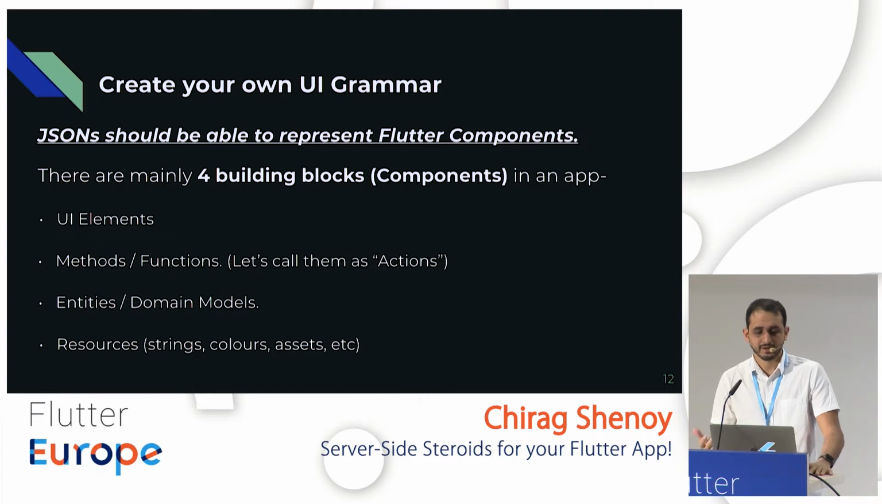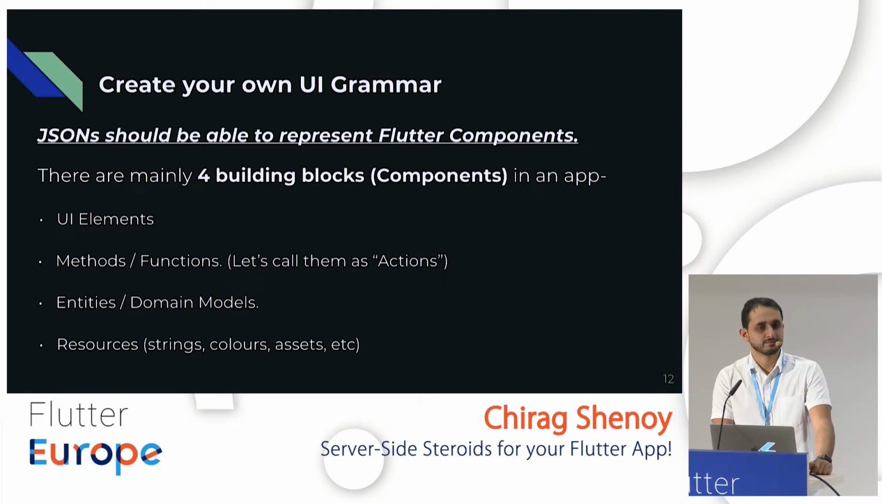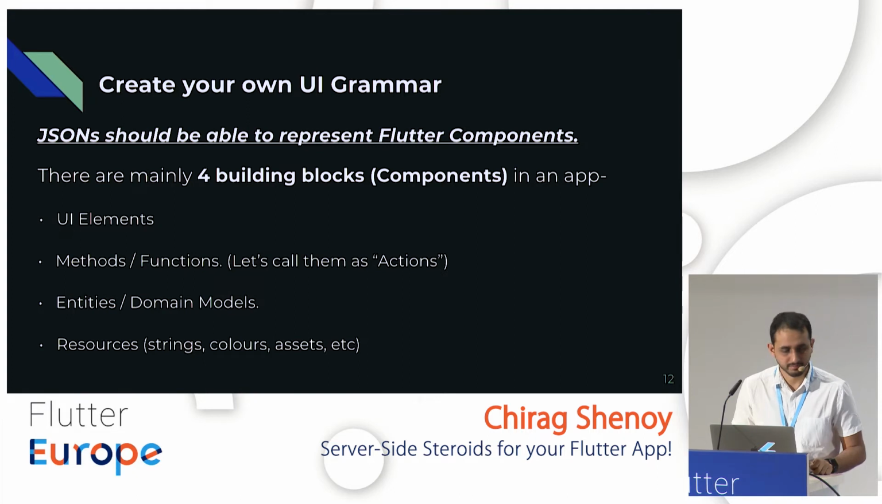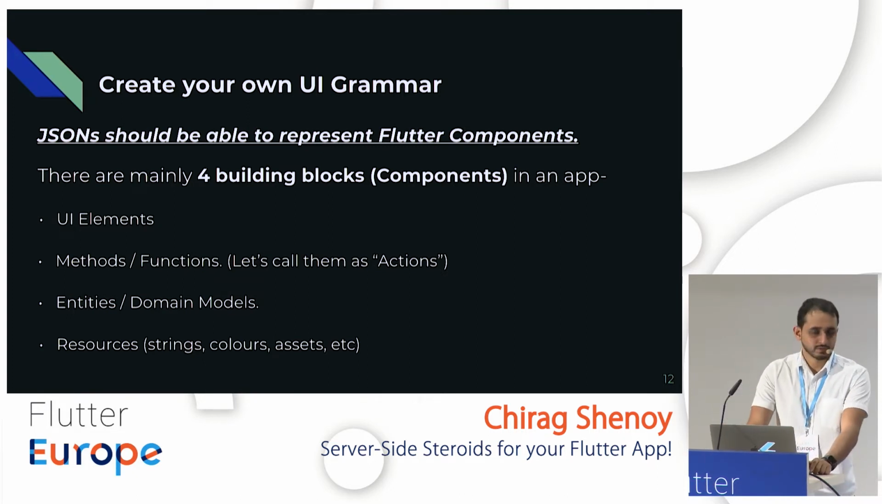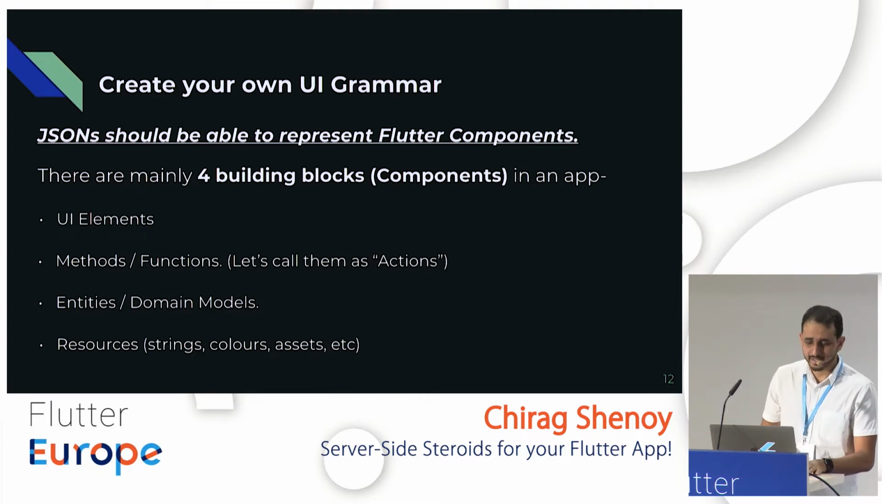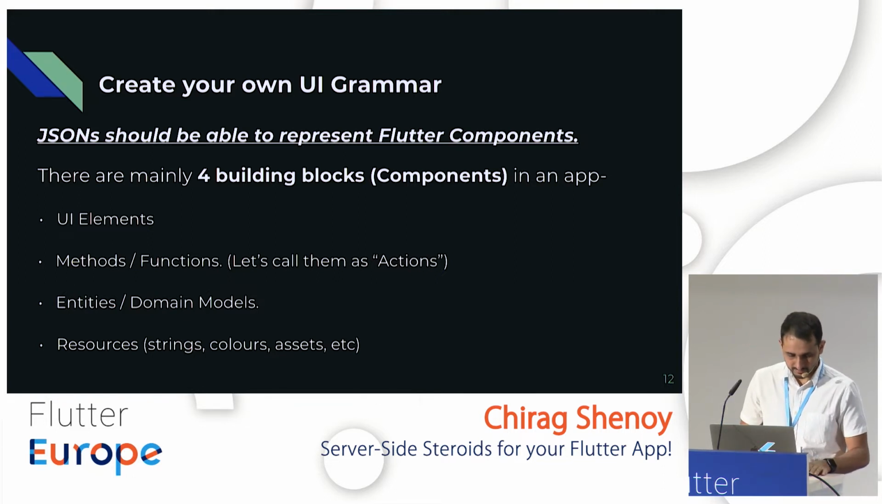So think about any Android app or any mobile app for that matter. You can broadly classify the elements of the app into these 4 building blocks, or I've called them components in this talk. So they are basically UI elements. By UI elements, I mean things like buttons, lists, check boxes, anything that you see on your screen can be classified as a UI element. And then there are methods or functions. Let's call them actions in this talk.